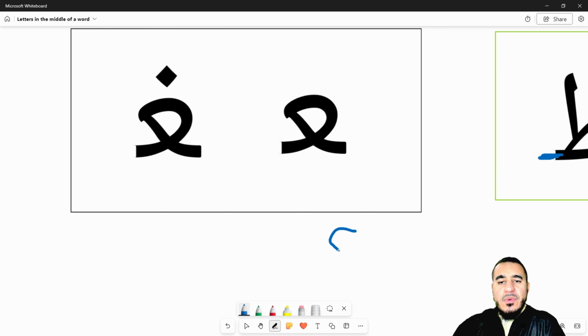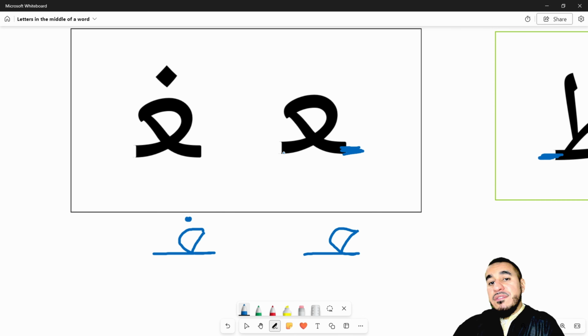The ayn, when it's at the start of a word, we said it looked like this, remember? And the ghayn, the same thing, it looks like this, but it has the dot. So what's happened here is it's actually closed off this shape here. That bit's got closed off to allow a letter to join from the front and the back, okay?